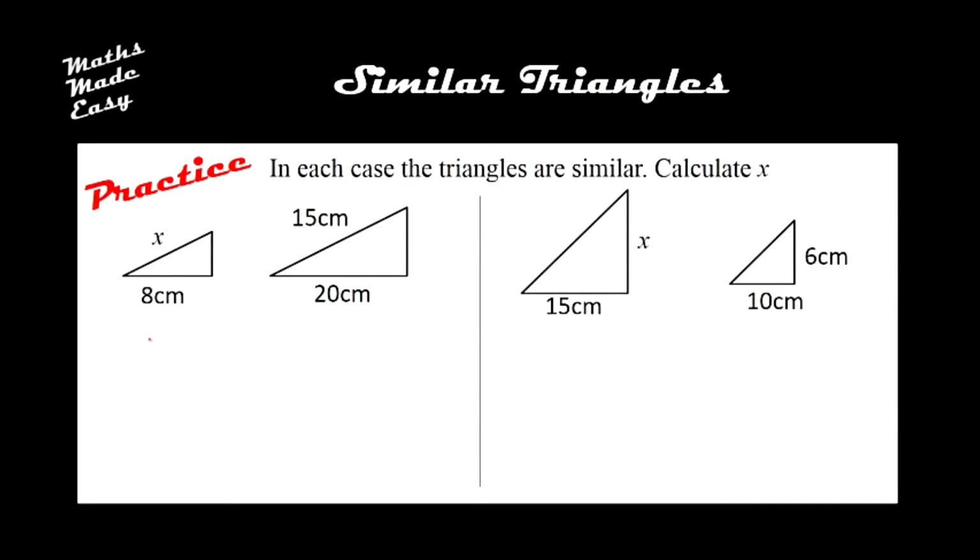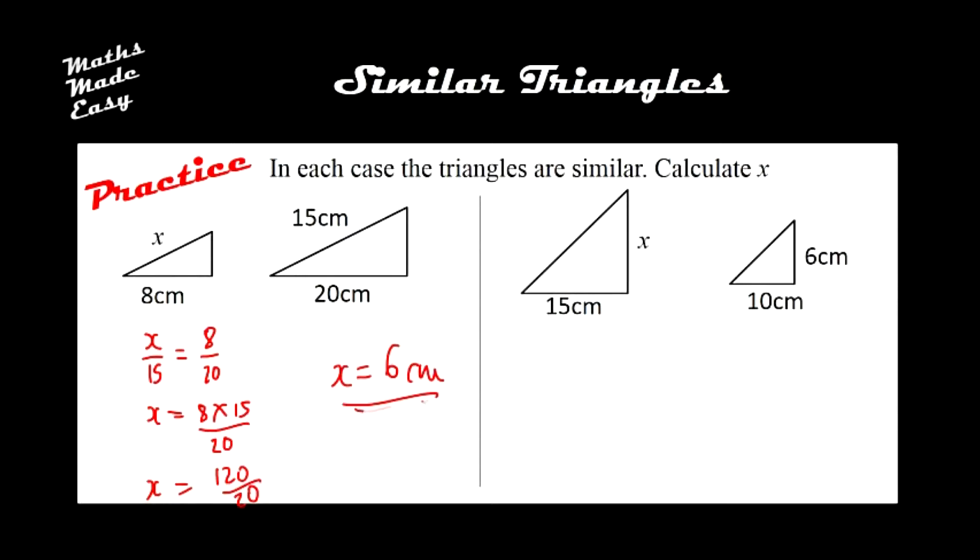Okay, the answers to these then, we've got x over 15 equals 8 over 20. We multiply by 15 on both sides, we get x equals 8 multiplied by 15 over 20. And this comes out as 120 over 20, and therefore x equals 6 centimetres.